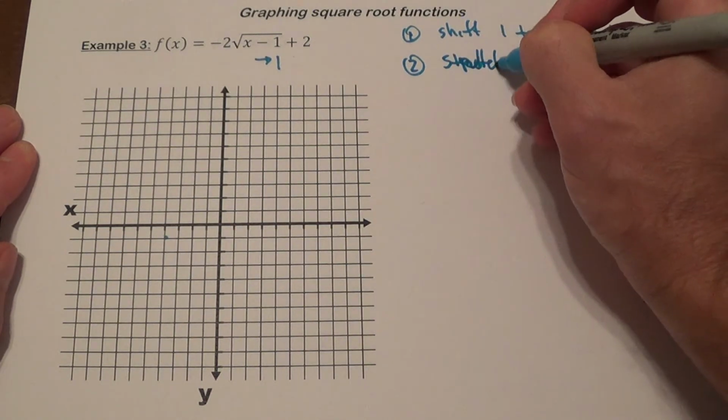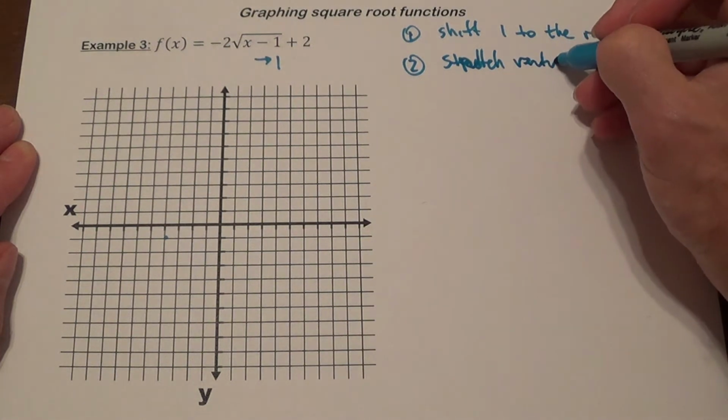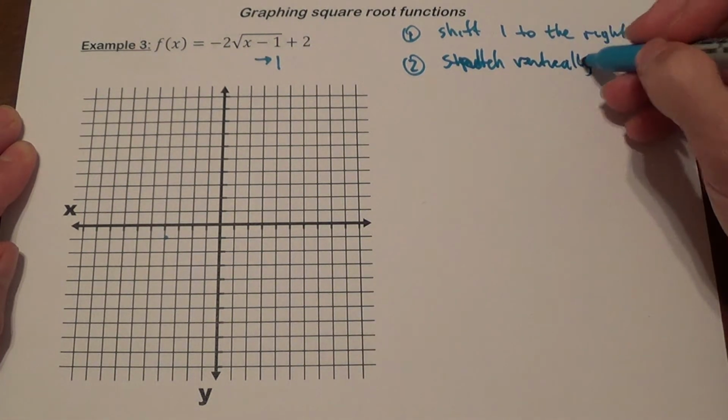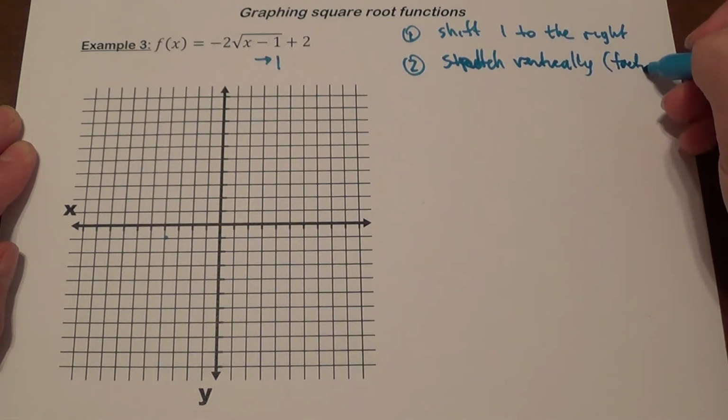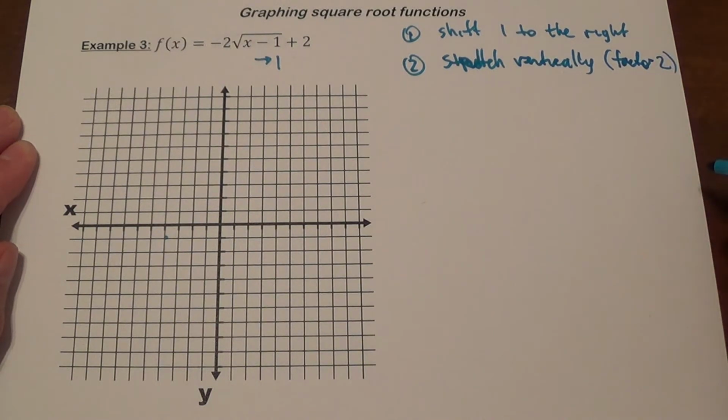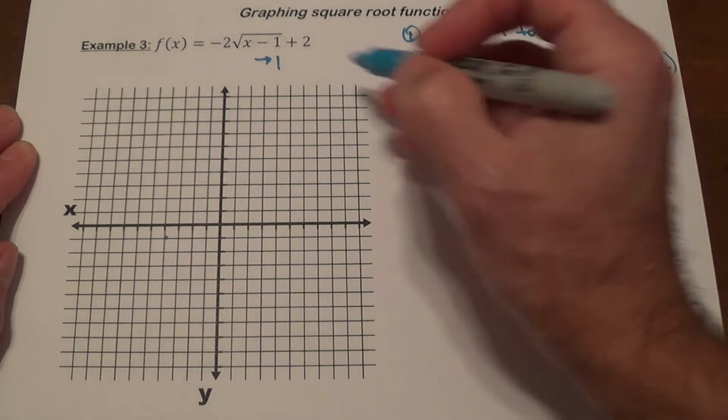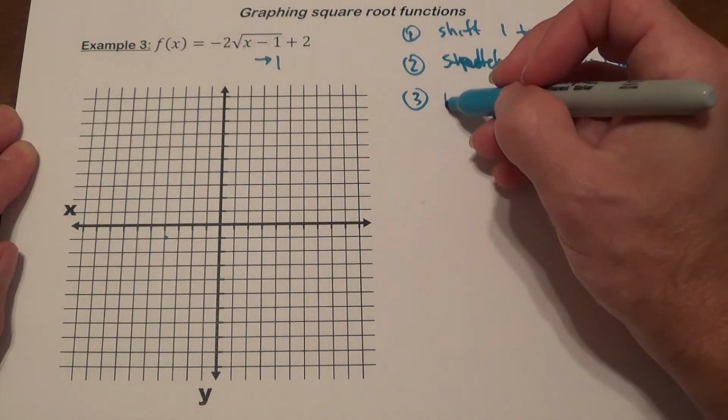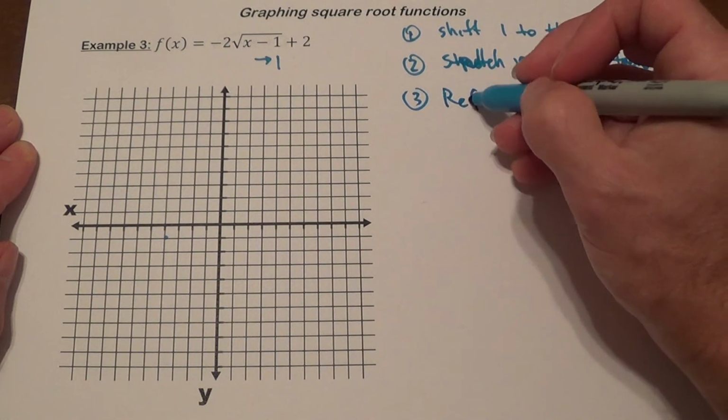Stretch vertically. It's going to be with a factor of 2. So every y value gets doubled. Third, we're going to reflect it about the x-axis.